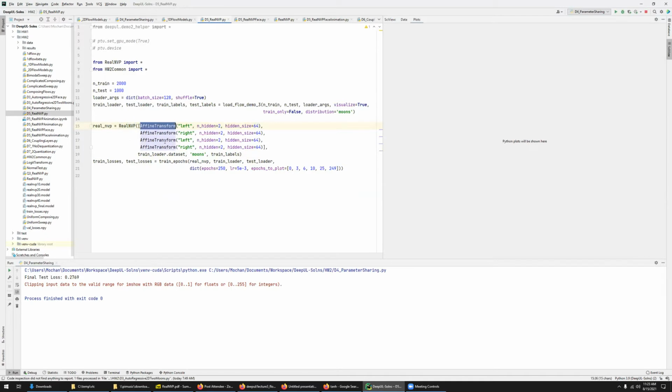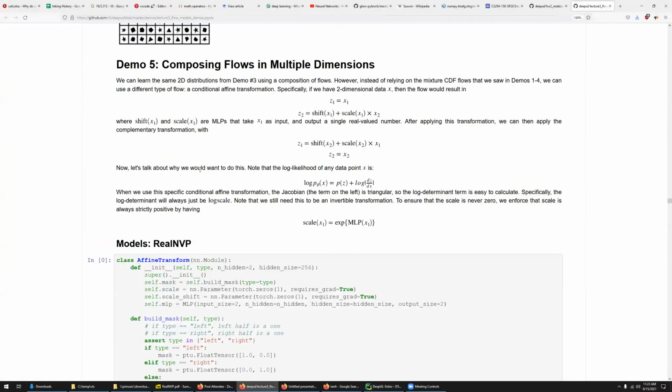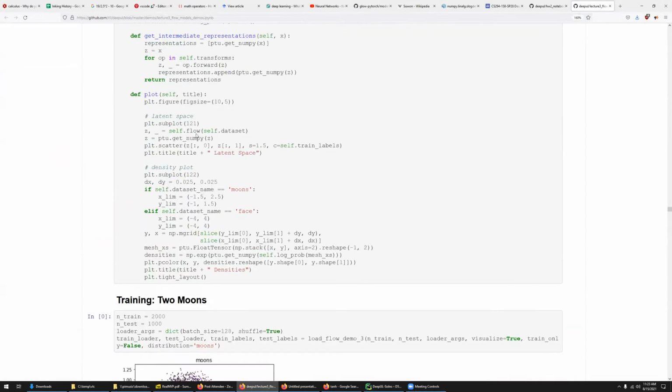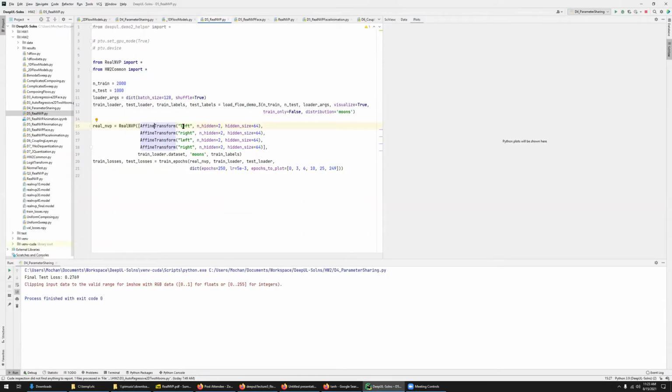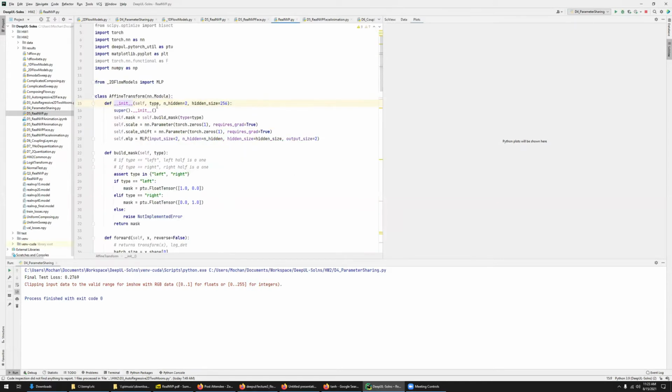So it's called the affine transform here, and there's a left and a right. Left and right just means, sorry, I should clarify, we're back to the two-dimensional data again, and so the left just means that you use the first one, right just means the second one, right? So here, this is the type, and then you build a mask, and build a mask just means if it's left, then this is the mask, 1, 0. If right, then this is your mask, right?